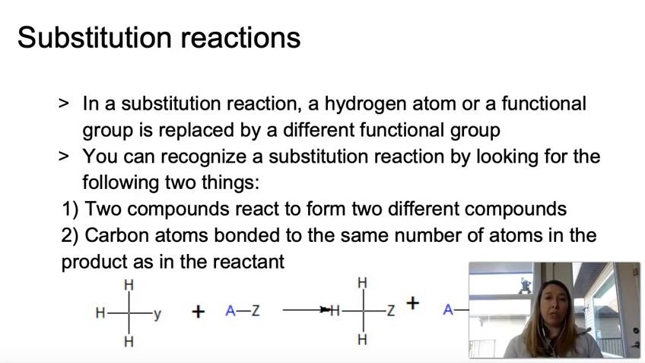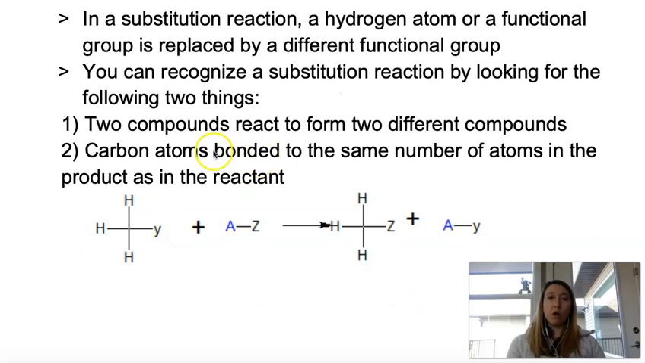So there are two ways for you to recognize that it is a substitution. One of them is two compounds react to form two different compounds. Another way is that the carbon atom is still bound to the same number of atoms as it was before, right? So you think about addition and elimination, we were changing how many things that carbon was bound to, right? We were either adding things to it or we were removing things from it and creating double bonds. You're going to find when it comes to substitution, there's generally never any double bonds or triple bonds. Everything usually starts out as single bonds, okay?